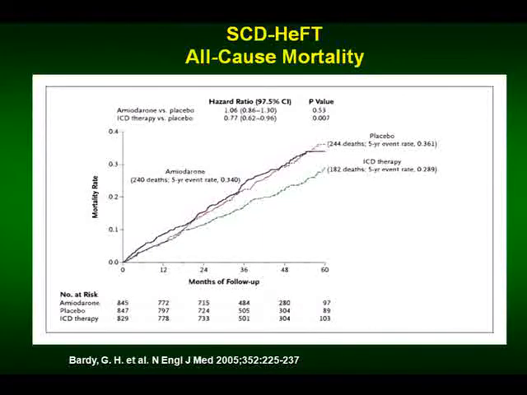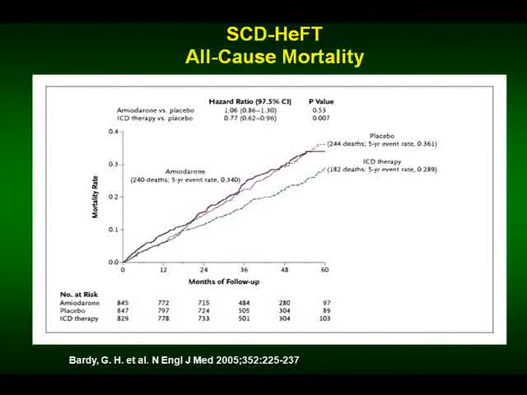So can we use drugs or devices to do what's called primary prevention? Take somebody at risk for sudden death, treat them with a drug or a defibrillator, and therefore decrease their mortality. Well, unfortunately, almost uniformly, drugs don't do this. This is the Sudden Cardiac Death in Heart Failure Trial looking at all-cause mortality. Amiodarone was compared to placebo, and there was no difference in mortality if you treated people with amiodarone. You did decrease mortality with an ICD.